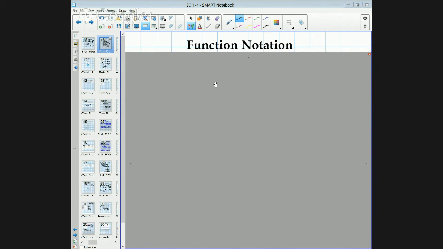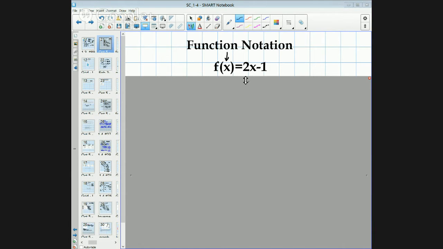So now let's just get into function notation. You should all remember, instead of seeing y equals 2x minus 1, we've all seen problems like this, right? f of x equals 2x minus 1, really the same as y, but it has advantages because it shows you what has been substituted.